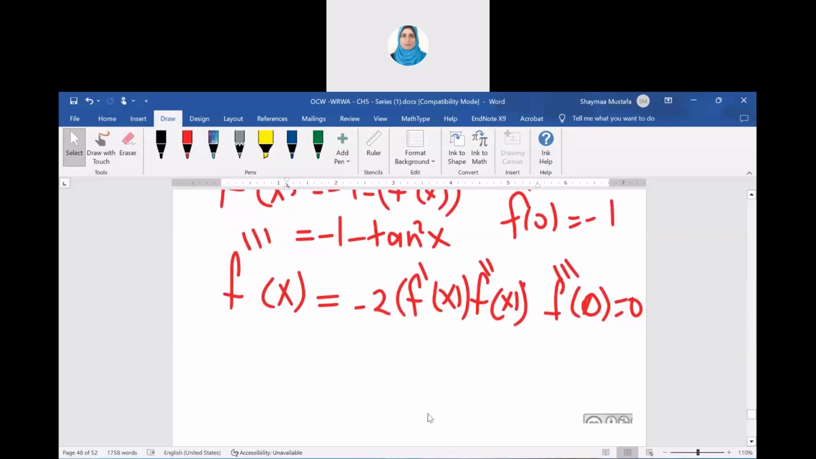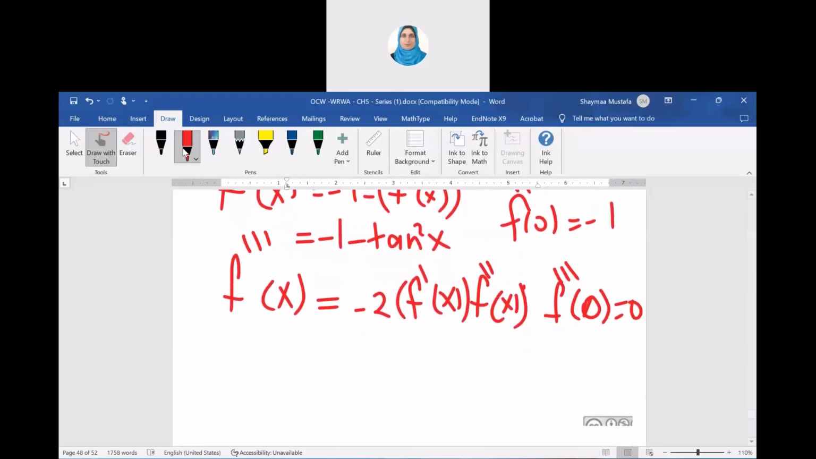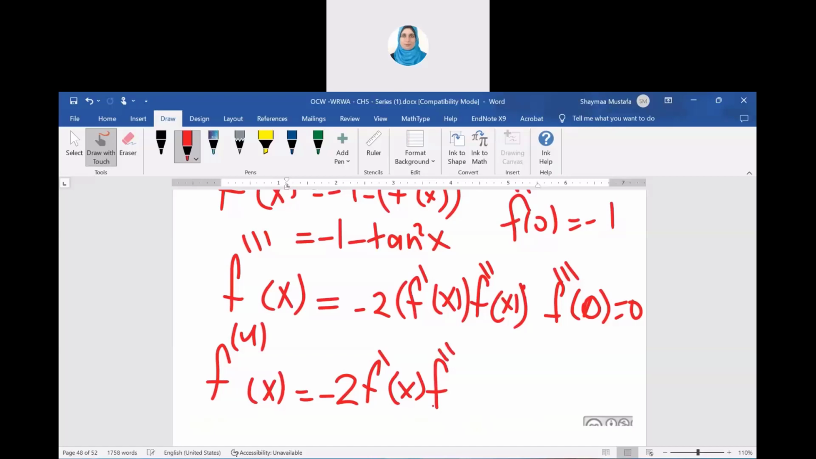Now using the same relation, I need to find the fourth derivative. Here I have a multiplication of two functions, so I need to use the product rule. Using the product rule, you have minus 2. The first function I will keep the same, and the second one will be the third derivative of x, plus minus 2 second derivative of x squared, by using the product rule.